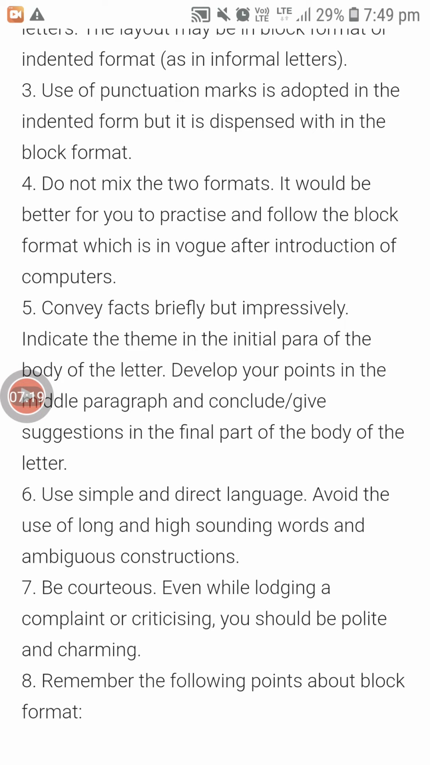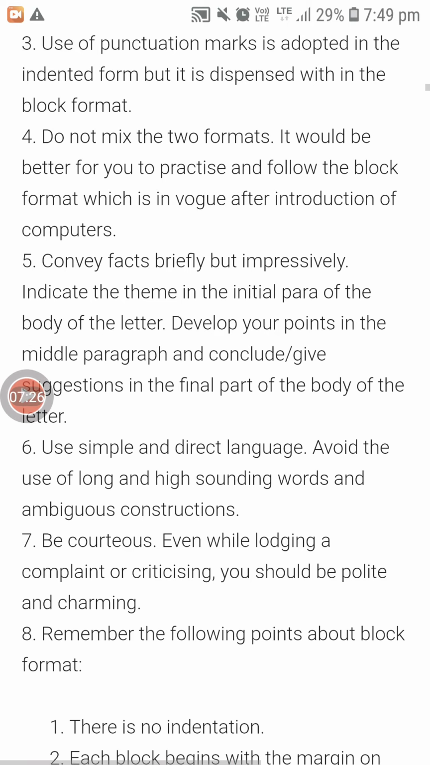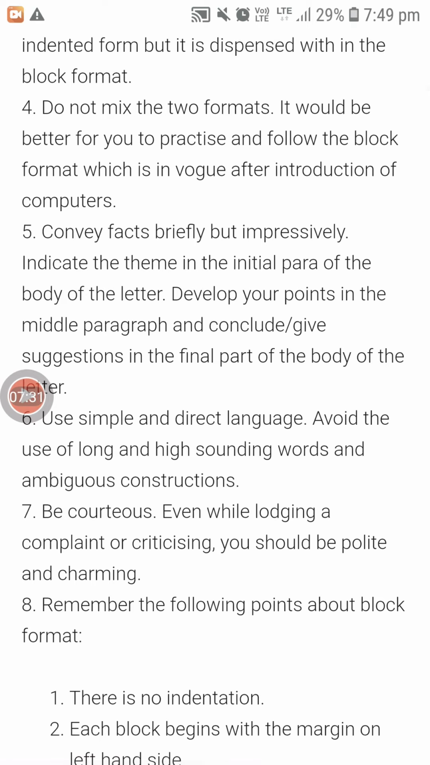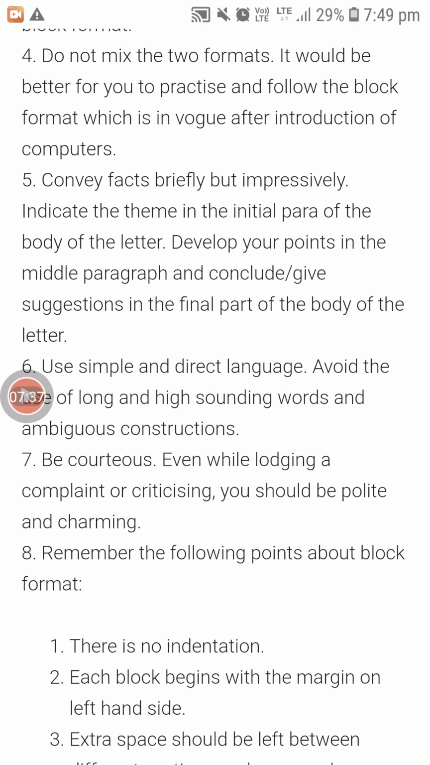So what do you mean by block format here, beta? Block format means that you shouldn't write in cursive style while writing the format, because no one can understand what kind of letter you are writing, what kind of address you have written. So block means you do not adopt that cursive habit of writing when you are mentioning your formal letter format.